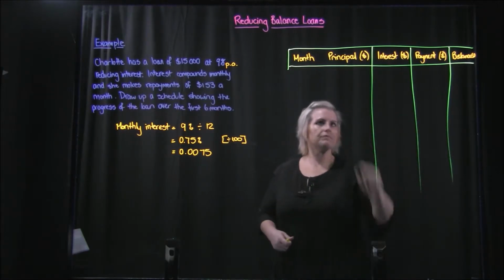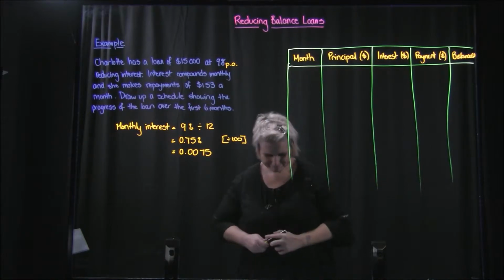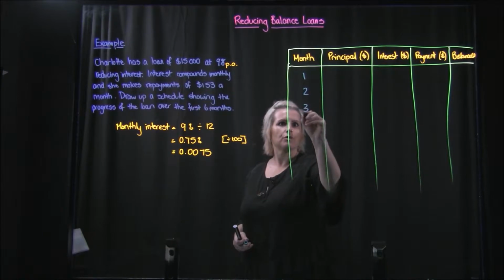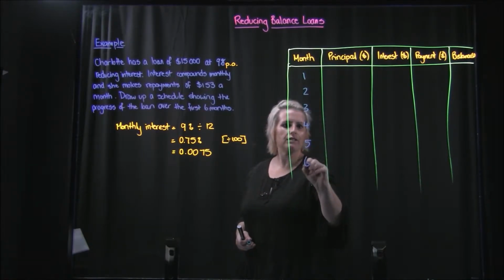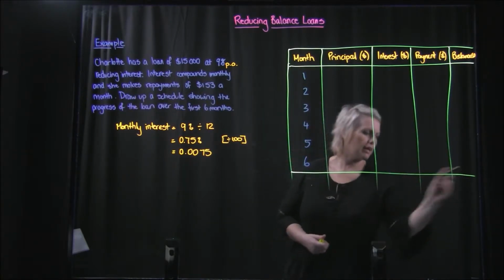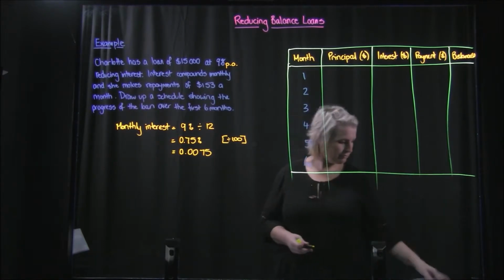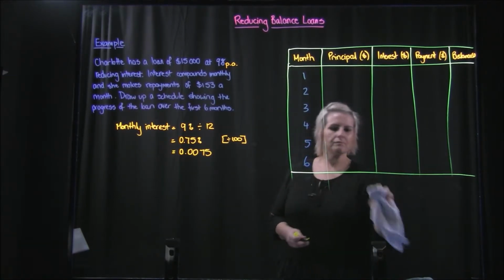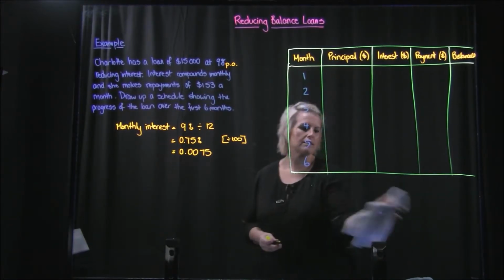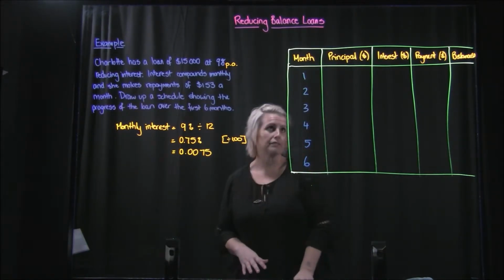yours will be a lot neater than this because you will use a ruler. Okay, so we're going to have 6 months: 2, 3, 4, 5, 6. Now what you'll do is you can actually put your calculations into the table here. I can't, only because I very sillily didn't leave myself enough room. So I will just do them underneath here so that you can see them, but they won't be in there.